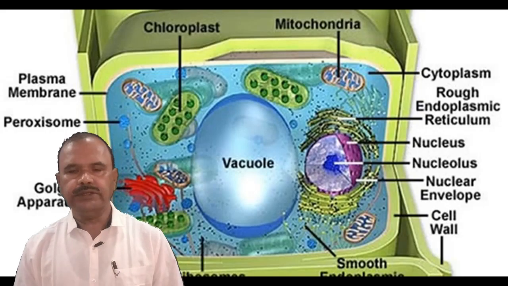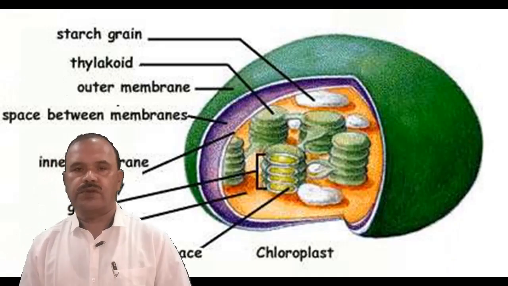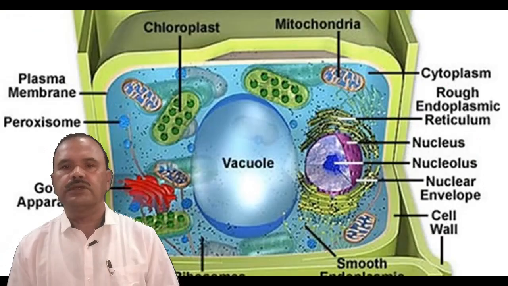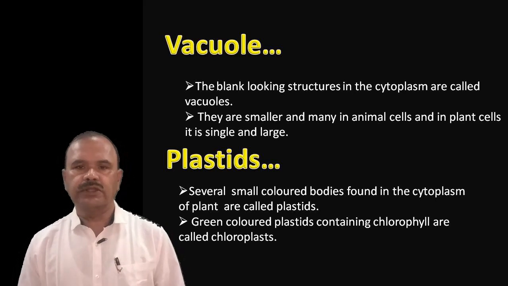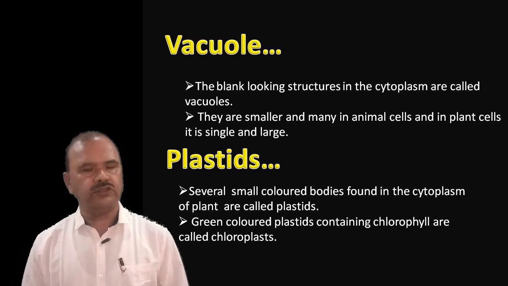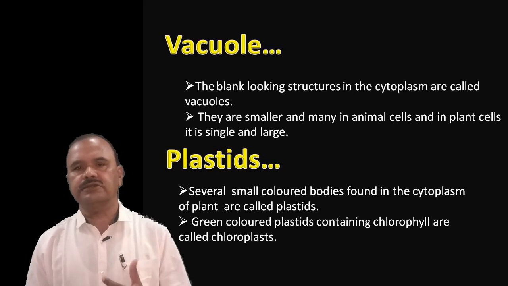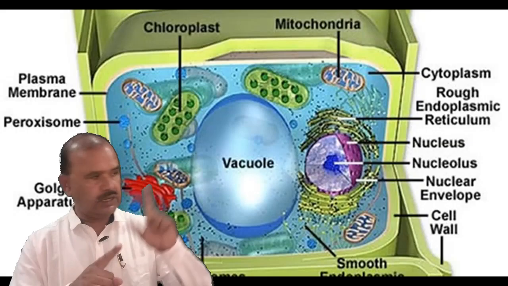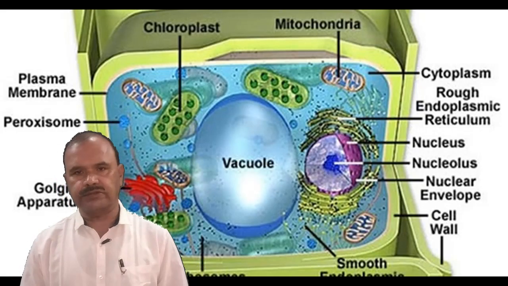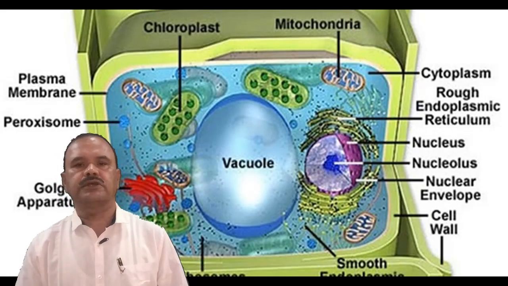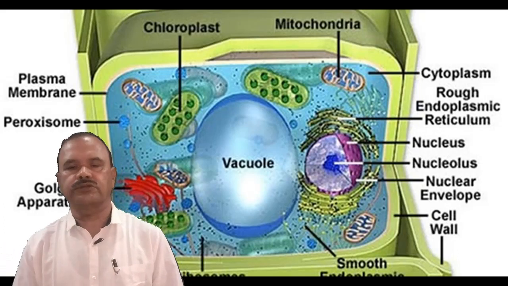Cells also have some more organelles inside them, and they are vacuole and plastids. First come to the vacuole. Vacuoles are blank looking structures inside the cells. In animal cells they are more than one and smaller in size, while in plant cells there is a single vacuole which is very large in size, and it occupies almost the central part of the cell, and that's why in plant cells the nucleus is somewhat towards the periphery.